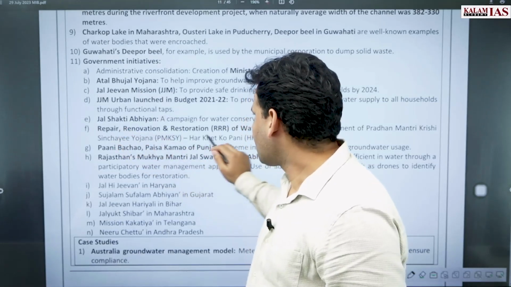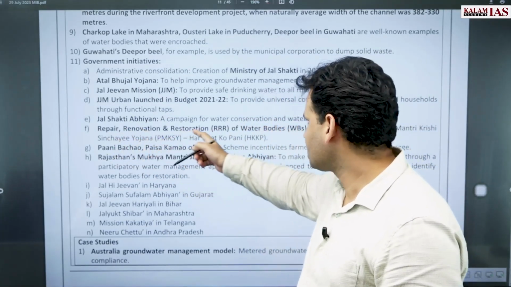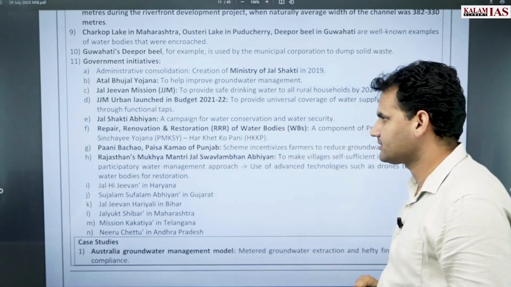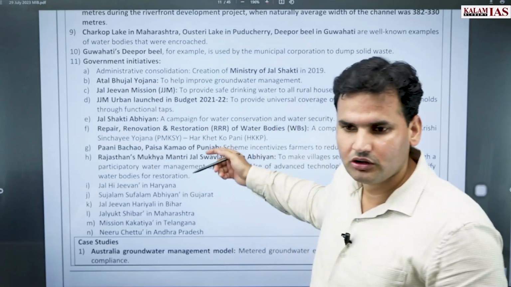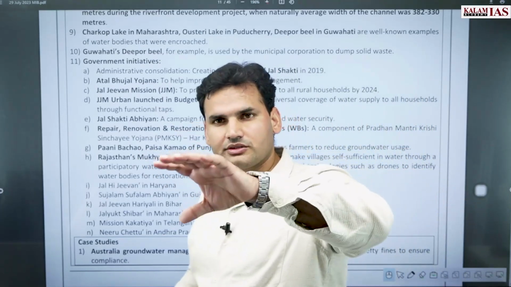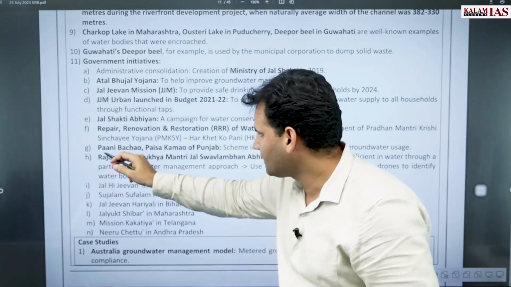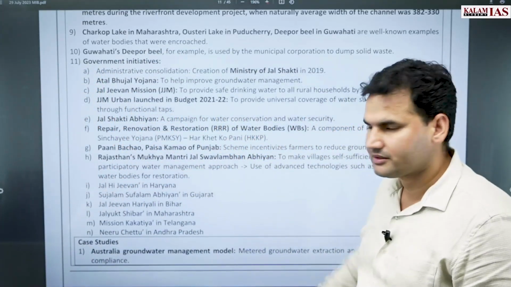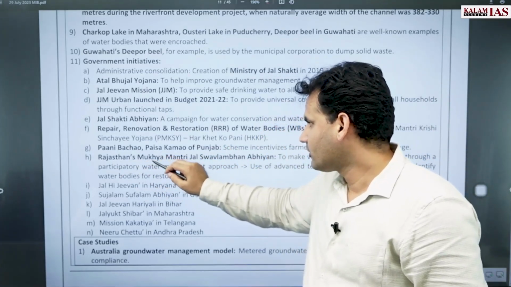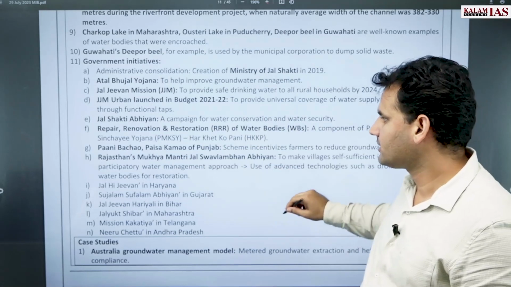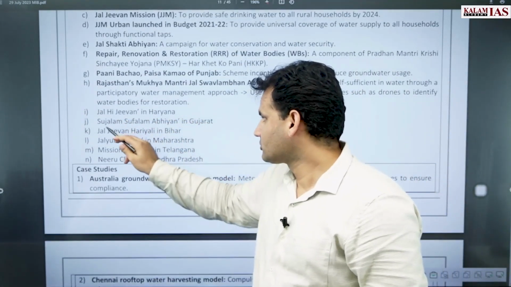Then RRR. ये RRR is not a movie. RRR is repair, renovation and restoration of water bodies. Like हर खेत को पानी बचाओ पैसा कमाओ of Punjab. If we talk about सेंट्रल लेवल पे आप बात कर सकते हैं, स्टेट लेवल पे इफ यू टॉक अबाउट यू कैन मेंशन डिफरेंट स्कीम्स लाइक पानी बचाओ पैसा कमाओ ऑफ पंजाब. इफ यू टॉक अबाउट राजस्थान, वी हैव मुख्यमंत्री जल स्वावलंबन अभियान. इन हरियाणा व्हाट वी हैव इज जल ही जीवन सुजलाम सुफलाम.